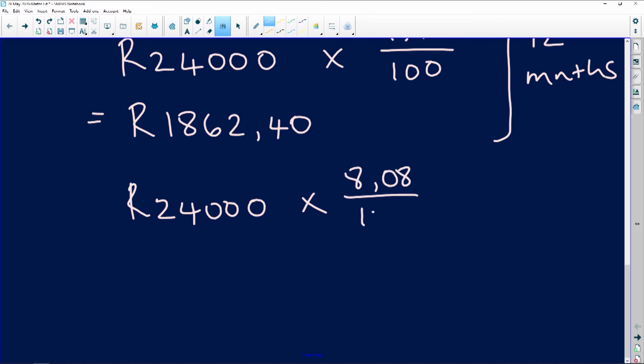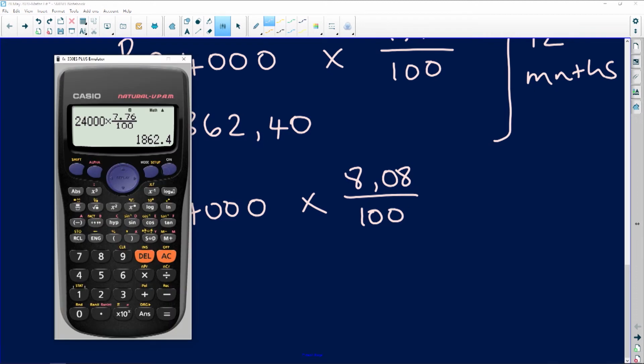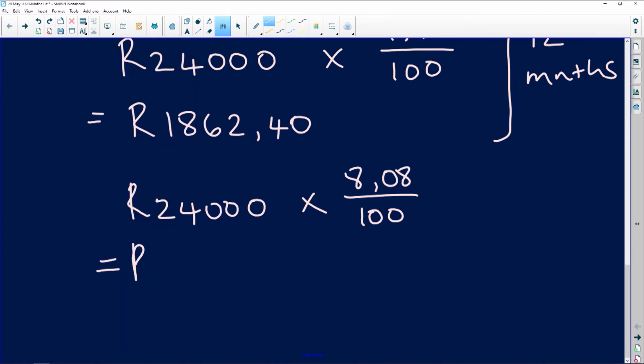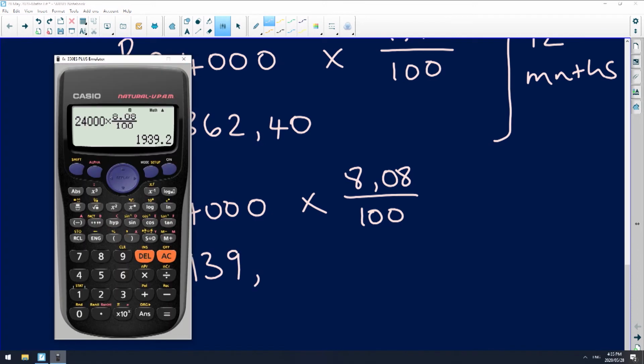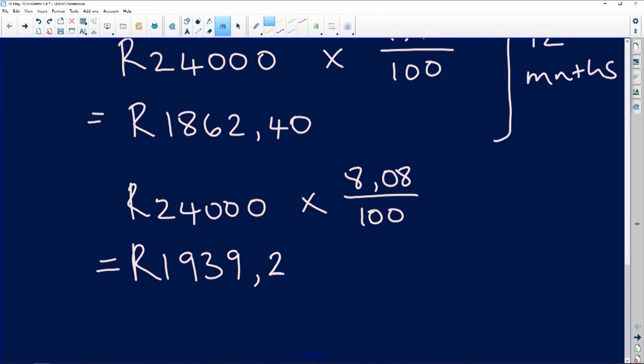8.08 all over 100 to indicate percentage, which would then give us 24,000 times 8.08 all over 100, sorry about that, and that would give us 1,939.20 cents. So this one is for 24 months.